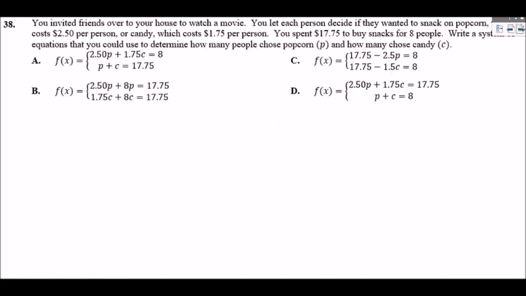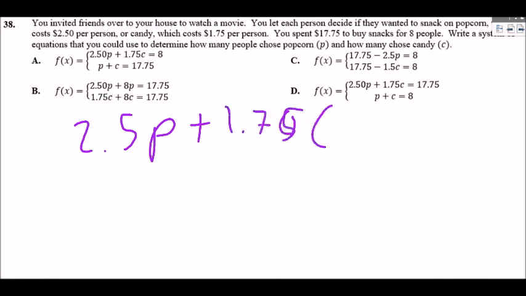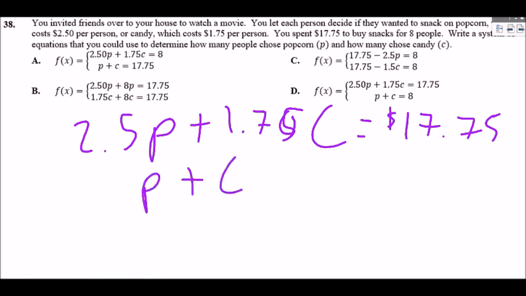All right, so I have some friends that are going to get some popcorn, and it's $2.50 per person. So that means $2.50 per popcorn person, plus $1.75 per candy person, and that's going to equal $17.75. Another way to view this is that there are some popcorn people that got invited, plus some candy people that got invited, for a total of 8 people.